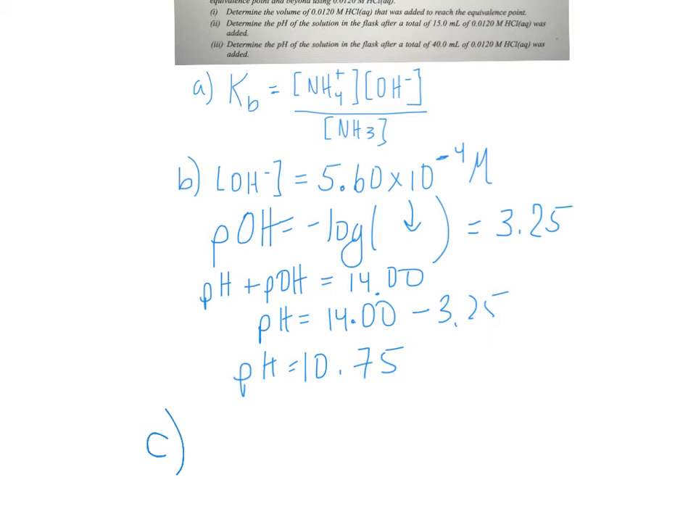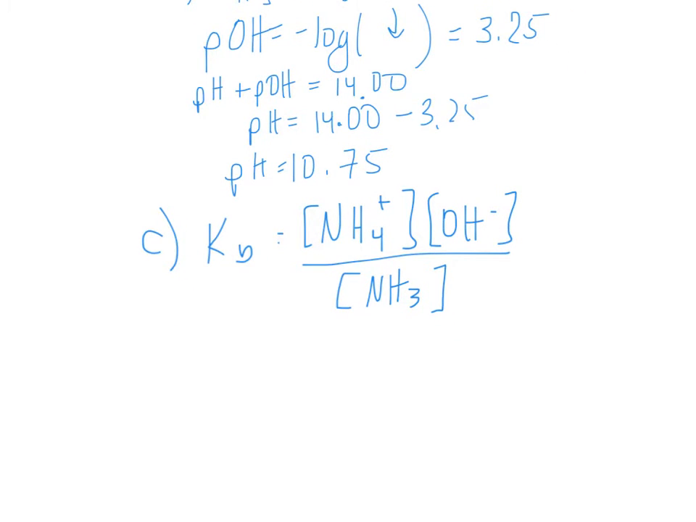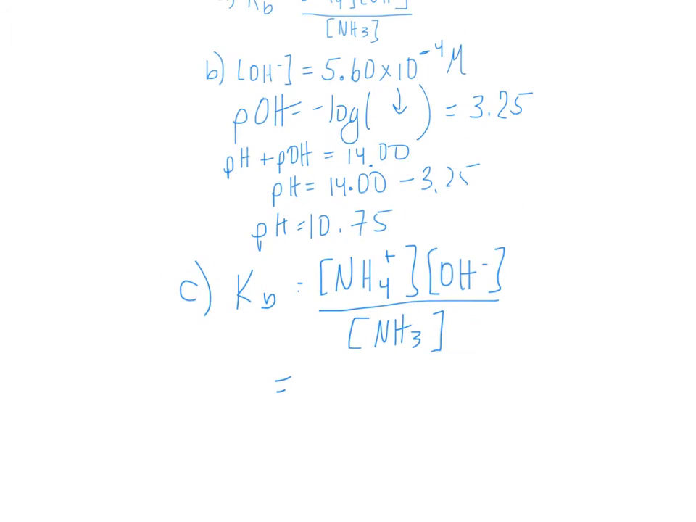we're going to reference again our Kb from part A: NH4 plus times OH negative over ammonia. And honestly, we don't even need to use the RICE table here. What we're going to do is insert the concentrations, and because the ammonium and the hydroxide are the same, this number simply gets squared.